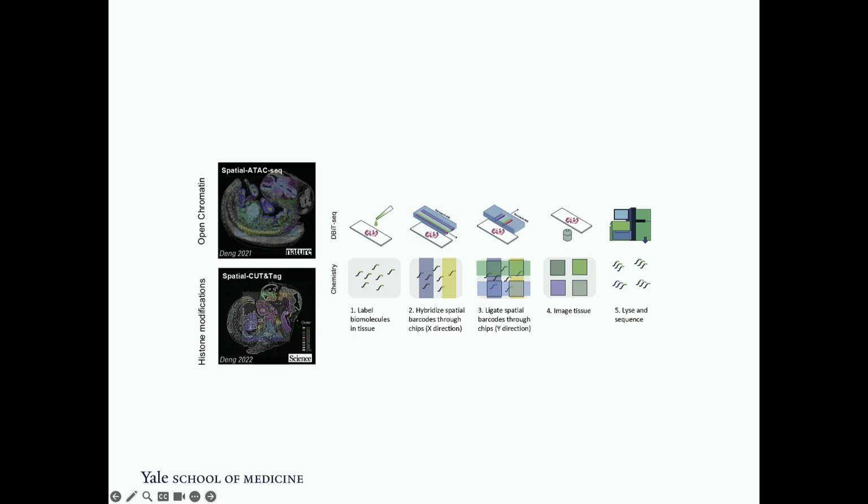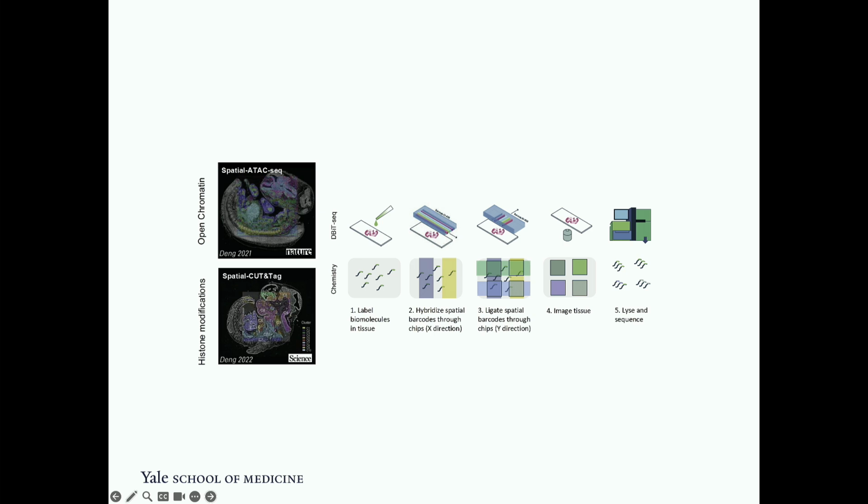Essentially you can do spatial ATAC-seq and CUT&Tag. How many people know what CUT&Tag is? Anybody? Okay. How many of you know what ChIP-seq is? ChIP-seq is used to study histone modifications, DNA-protein interactions and so on. CUT&Tag is essentially ChIP-seq, but it uses tagmentation instead of sonication or shearing. That makes it easier, and you can do it with a smaller number of cells.